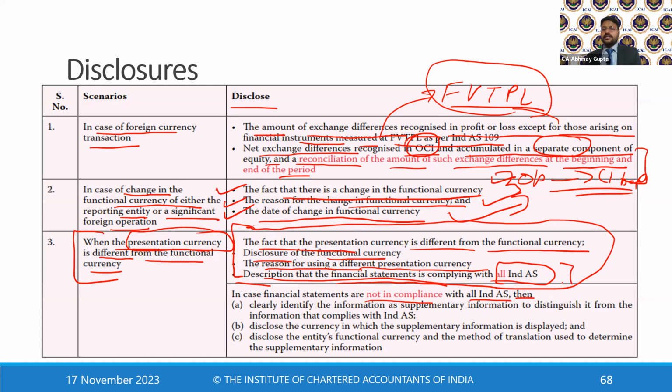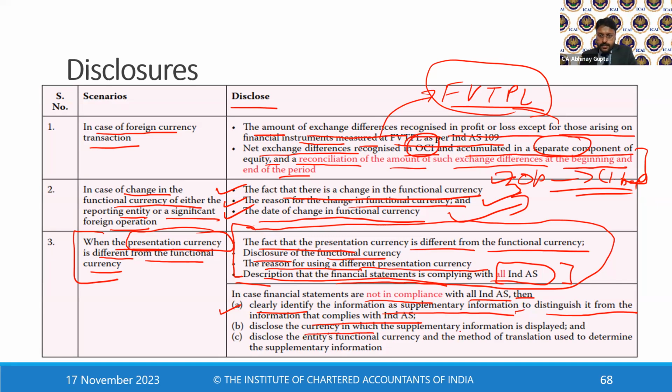Now, in case financial statements are not in compliance with all the Ind AS, then what do we need to do? So if I say that financials are prepared in presentation currency, but I have deviated from some of the requirements of the Ind AS, then what needs to be done? Number one, clearly identify the information as supplementary information to distinguish it from the information that complies with the Ind AS. So I will say what all information in this financial statement is not in line with the Ind AS requirements, that will be regarded as supplementary information or additional information, right?